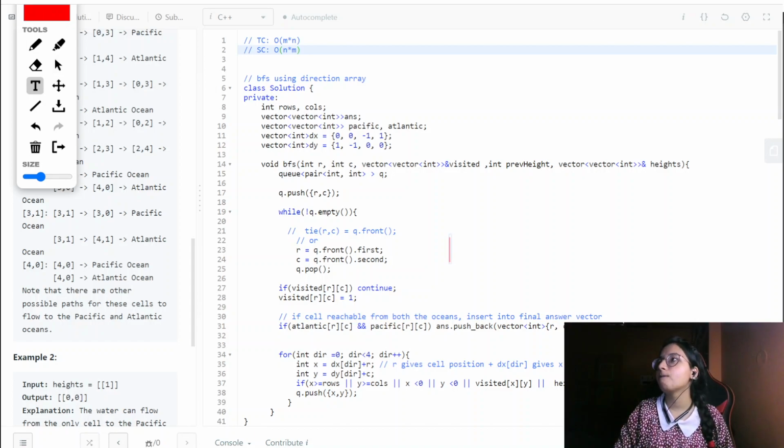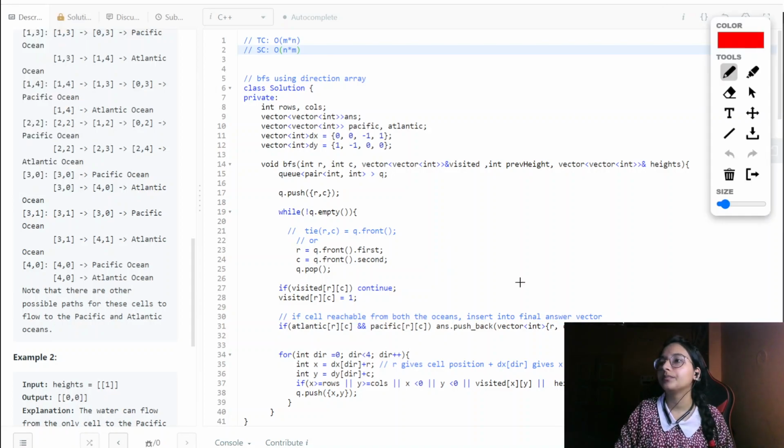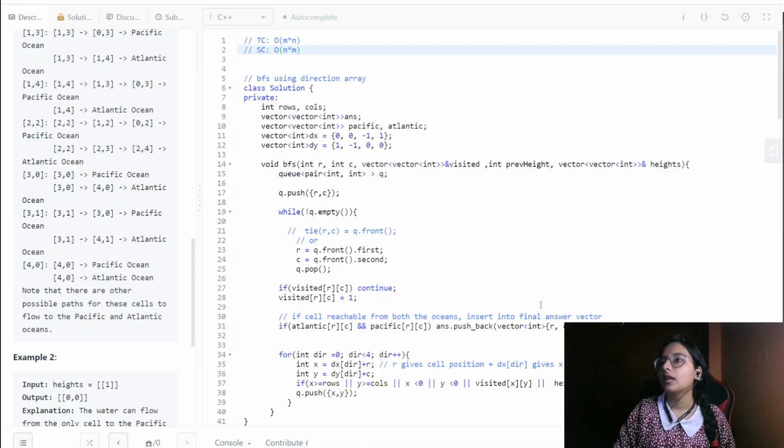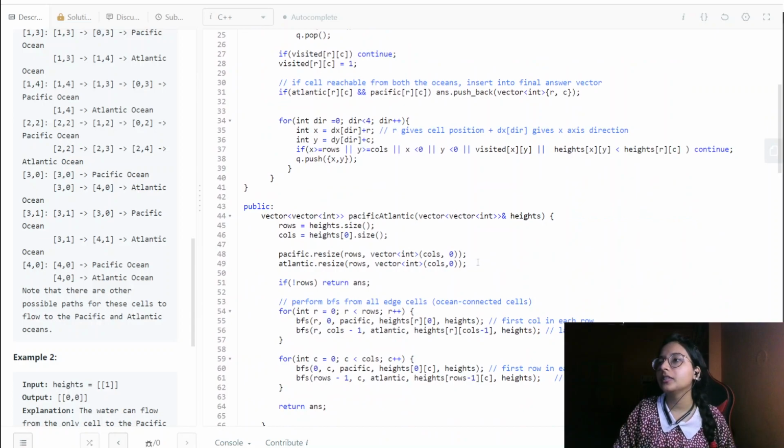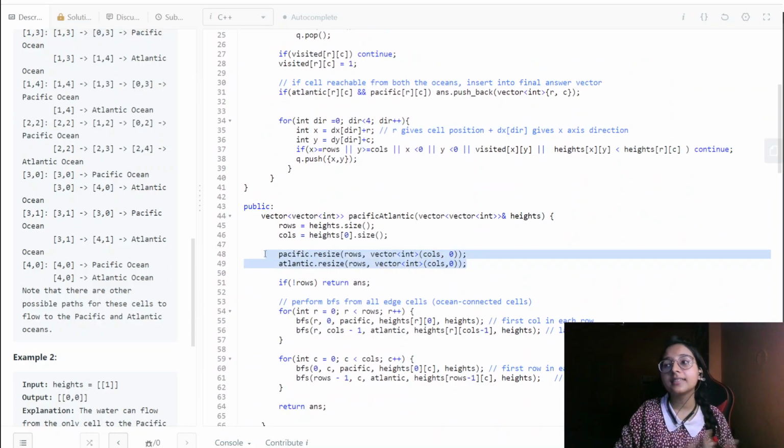That is these visited ones which we are taking. At max, we can store the whole matrix into the same. So that's why at max we will have space complexity to that extent. So this was all about this whole question.